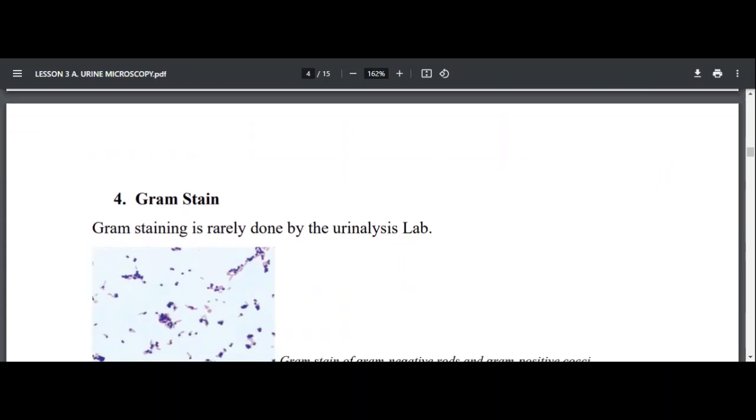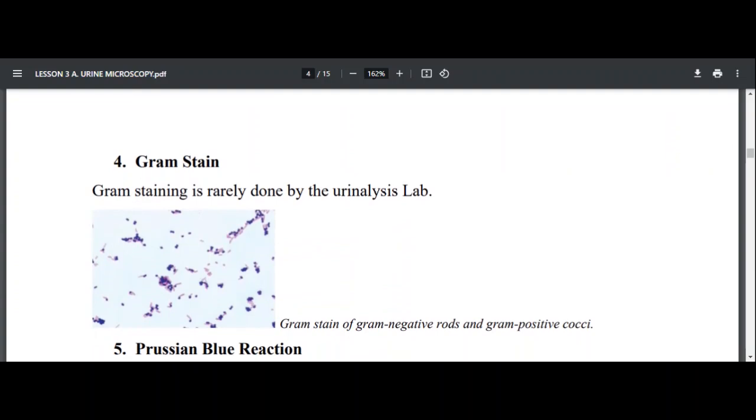Apart from those, we can also use a gram stain in the urinalysis laboratory, but it is rarely used. When we want to do a gram stain, we have to transfer our specimen to the microbiology lab, because these are two different labs. We have urinalysis labs and microbiology labs that do different things. So otherwise, gram stain is rarely used in the urinalysis lab.